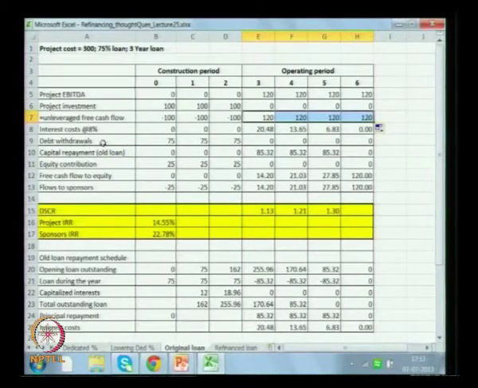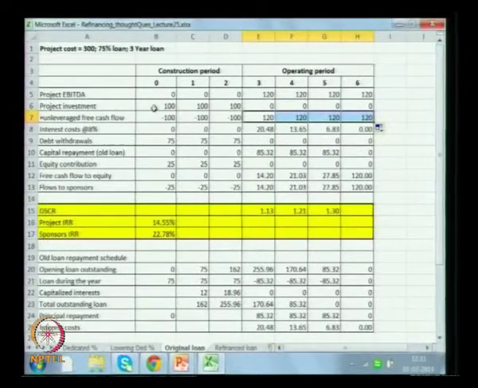Then we have what is called a debt withdrawal. Out of the total investment of 100, how much of it is being met by debt? We talked about the loan component being 75%, the balance coming in by equity. So the debt withdrawal is 75, because the investment is 100 and 75% of it is loan. So we have 75 for each of these 3 periods, and during the operating period we are obviously not utilizing any further debt, so it is 0, 0, 0, 0.